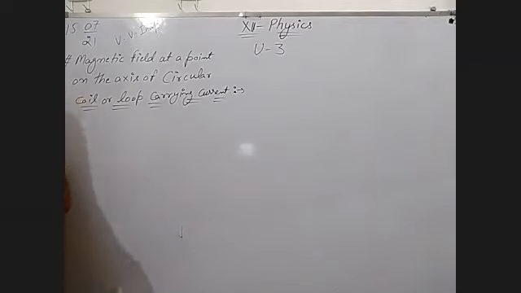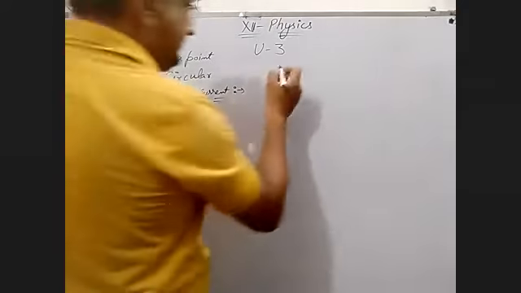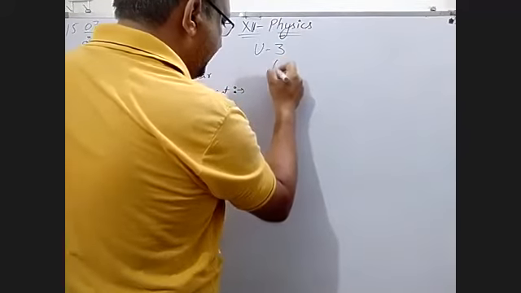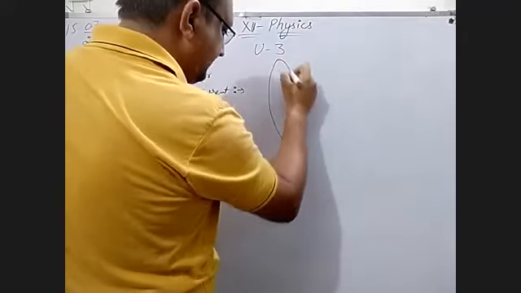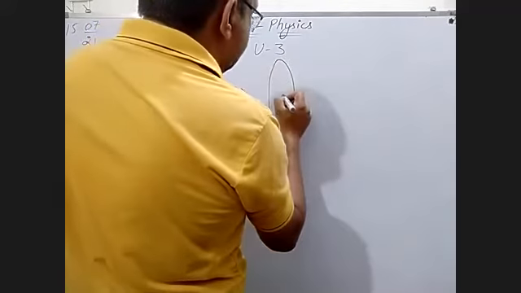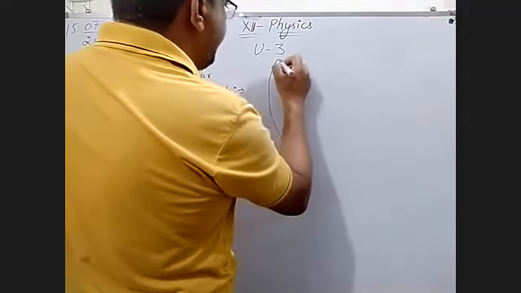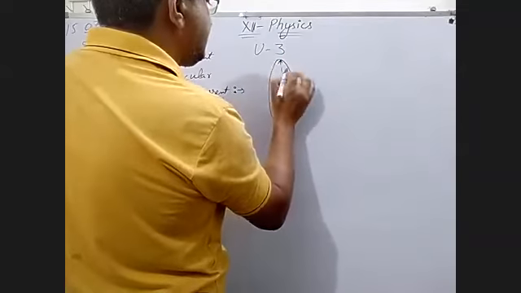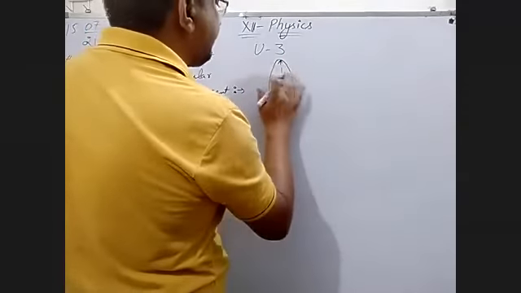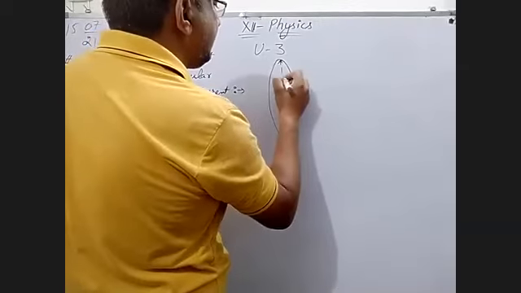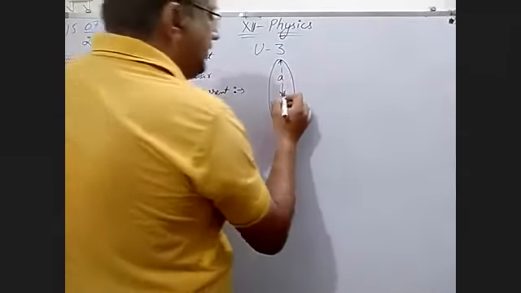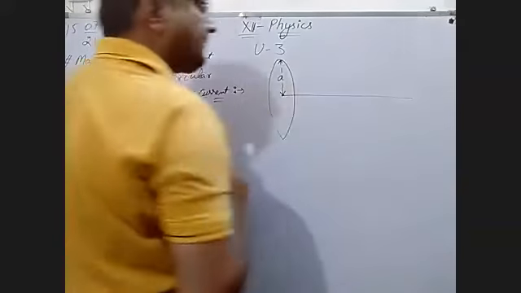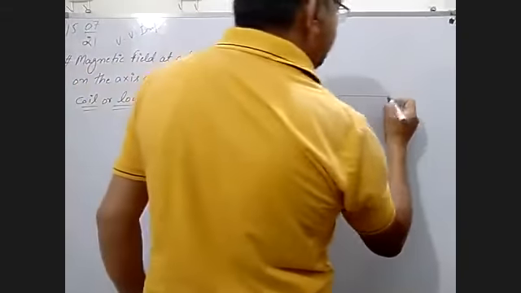What is it? In this, you have to first draw a circle, a circular coil like this. Suppose this is the center and this is its radius. Suppose this is A, small letter a. Now, where is the axis? This axis is here. Okay, in this way.